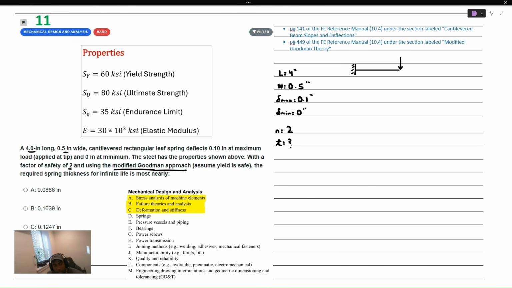And this problem is really about variable loading failure theories, right? So we have a load that's going to be changing. It's going from some maximum that produces the maximum deflection all the way to a minimum, and that minimum produces 0 deflection, so that minimum is 0. And there's the idea of deflection in this problem that's related to load, as well as we're analyzing a kind of cantilever beam over here, so it's related to the idea of stress analysis of machine elements. So we're hitting on all of these concepts over here. It's a good problem to bring together a lot of different things.